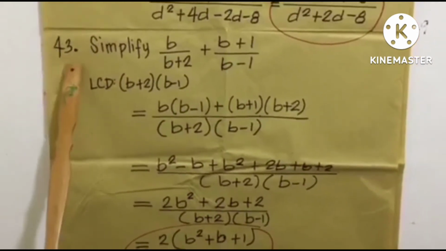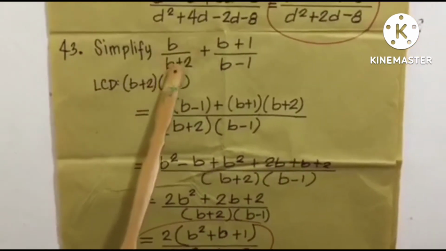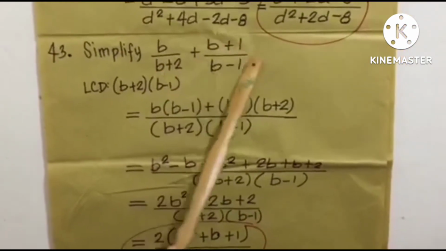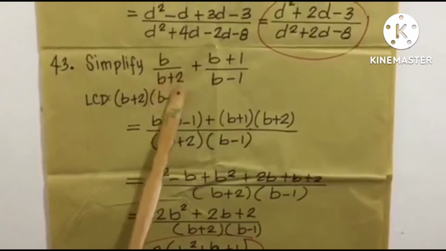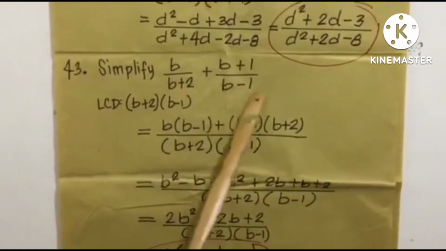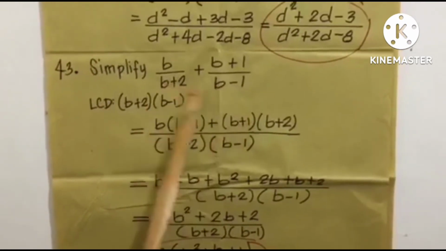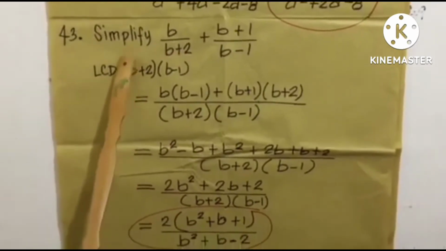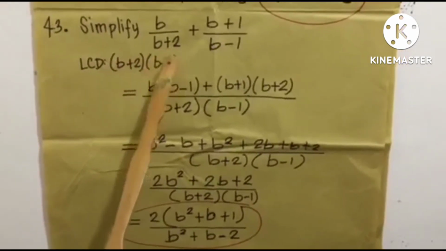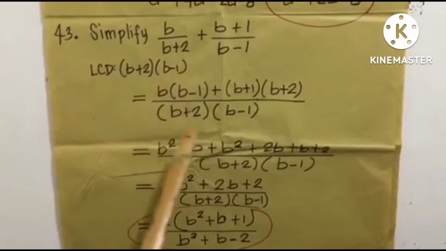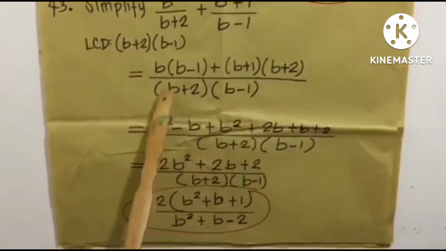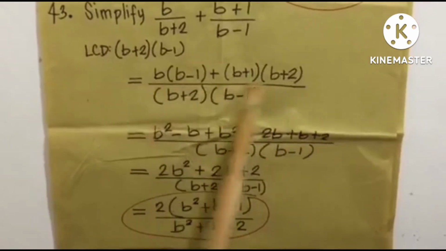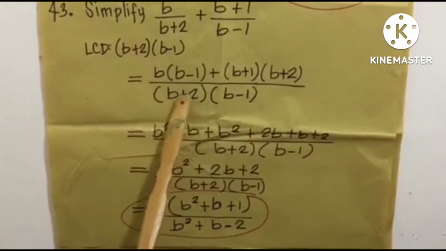Next, number 43, simplify b over b plus 2 plus b plus 1 over b minus 1. So the denominators b plus 2 and b minus 1 are prime, so what you have to do is to multiply these. That's why our LCD is b plus 2 times b minus 1. Then, after knowing the LCD, we're going to write a line here. Then copy the LCD b plus 2.